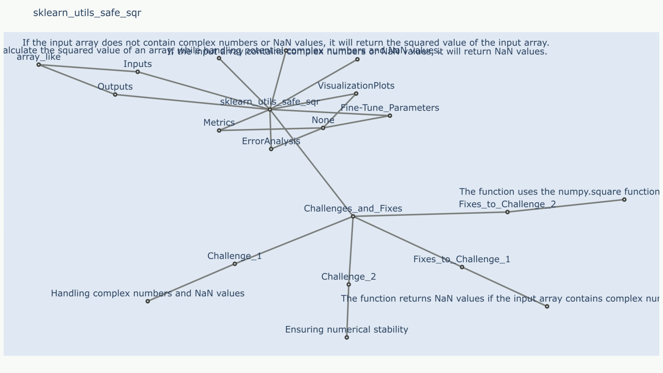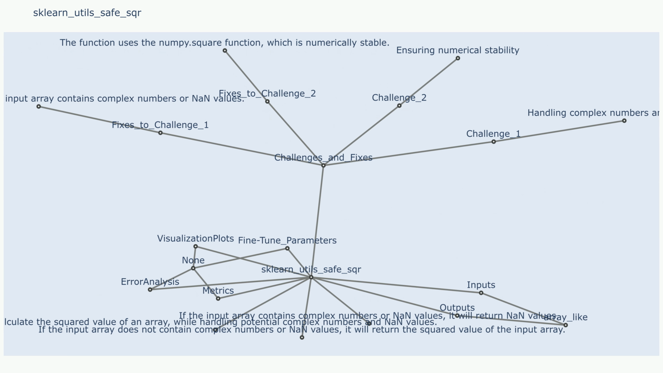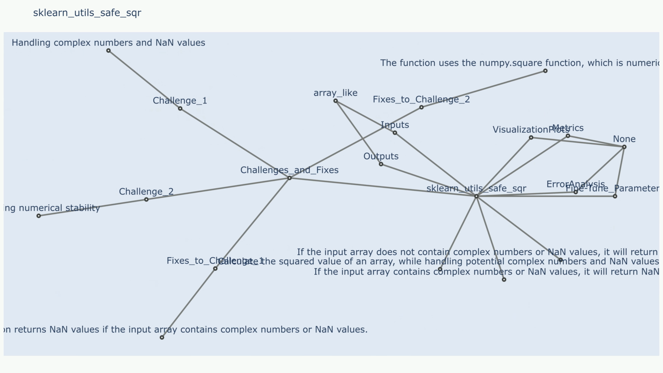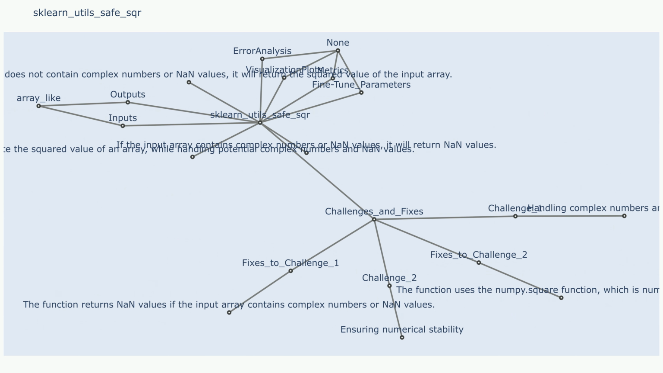Challenges and fixes. Challenge 1: overflow. Sample use case: when dealing with very large numbers, calculating their squares can lead to values exceeding the maximum representable value for the data type, resulting in overflow. Fixes: the function mitigates this issue by clipping the squared value at the maximum representable value of the data type, preventing overflow.